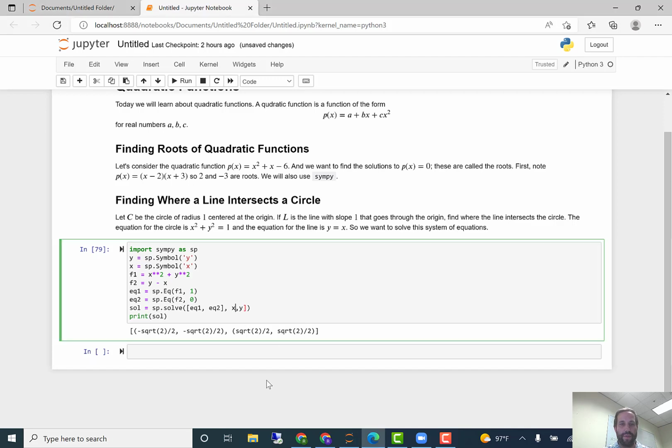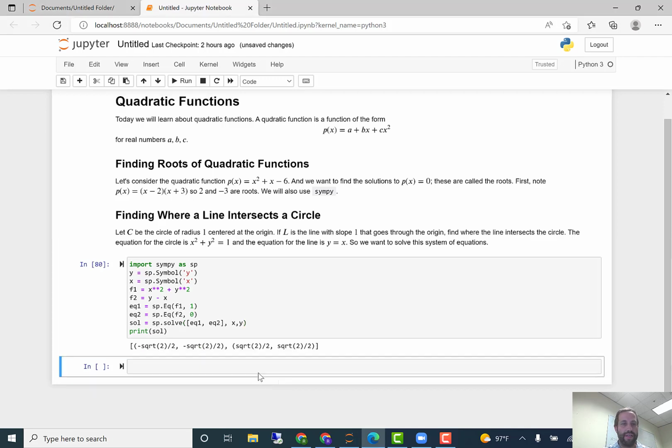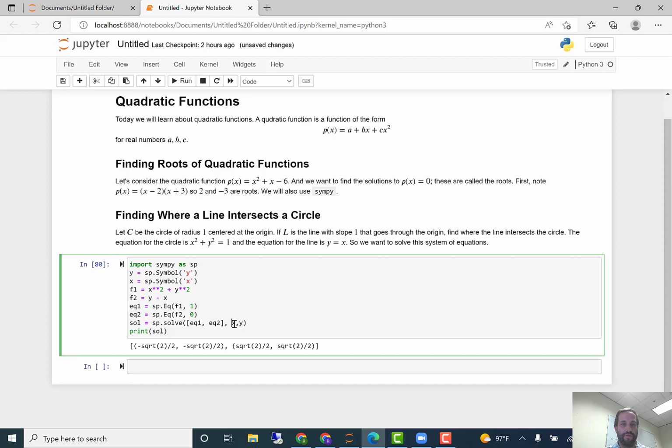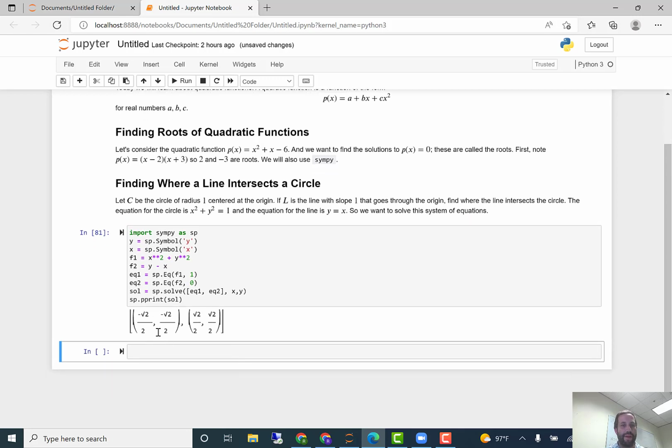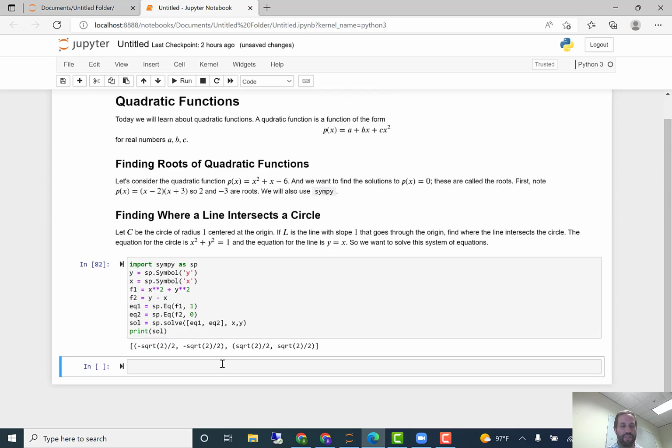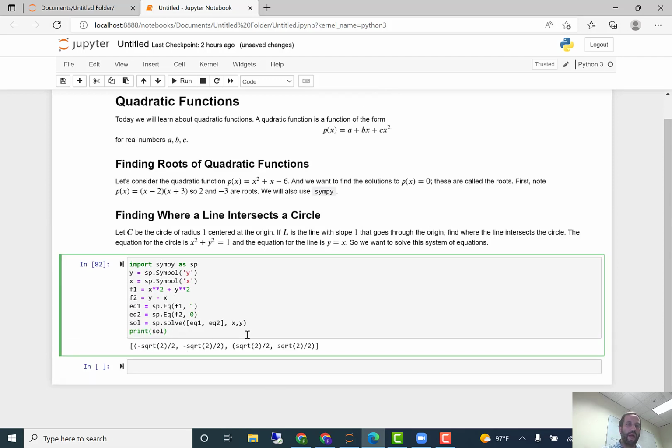If you do things a little bit differently, it looks a little bit different. I guess that actually doesn't look different, so never mind. And then let's see what happens if I pretty print this. We get something that really doesn't look that much better. I mean, it's trying to do the square root symbol here, but I think this is a little more readable. Okay, at any rate, this is a solution.